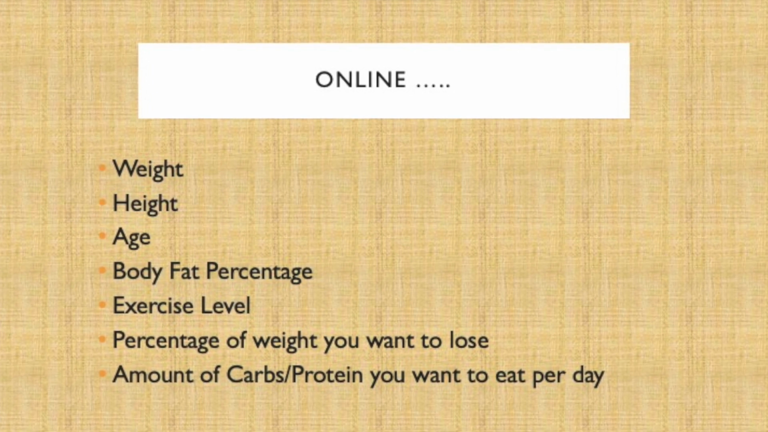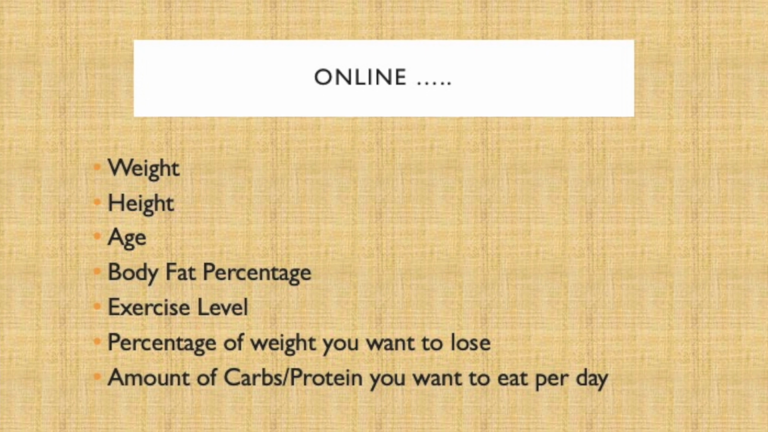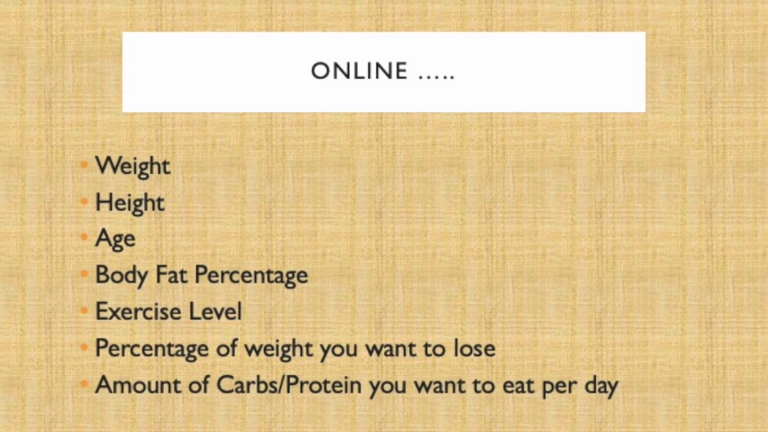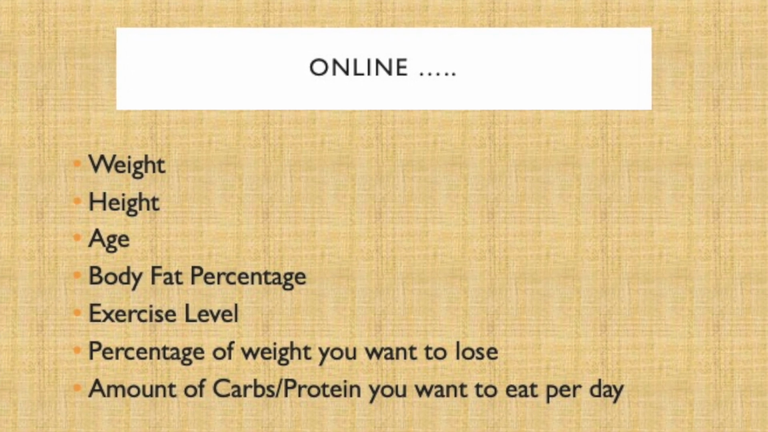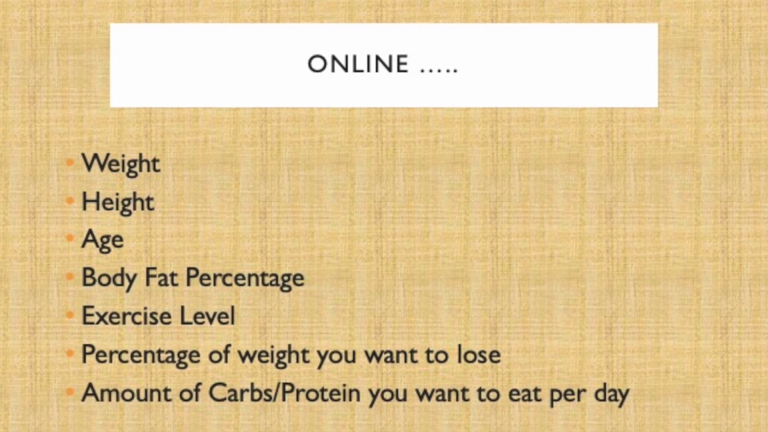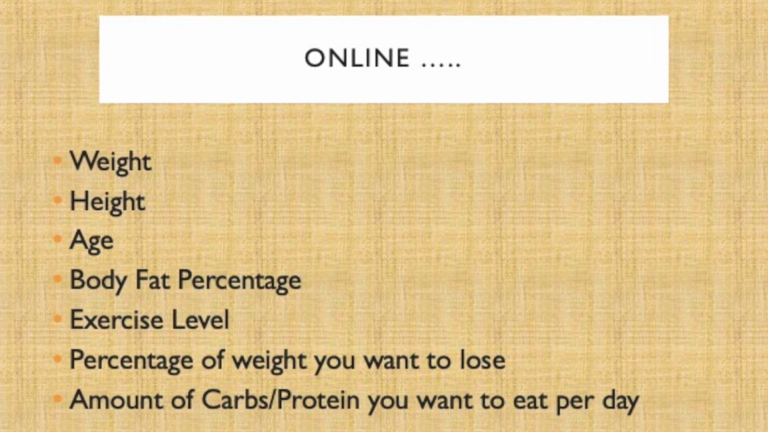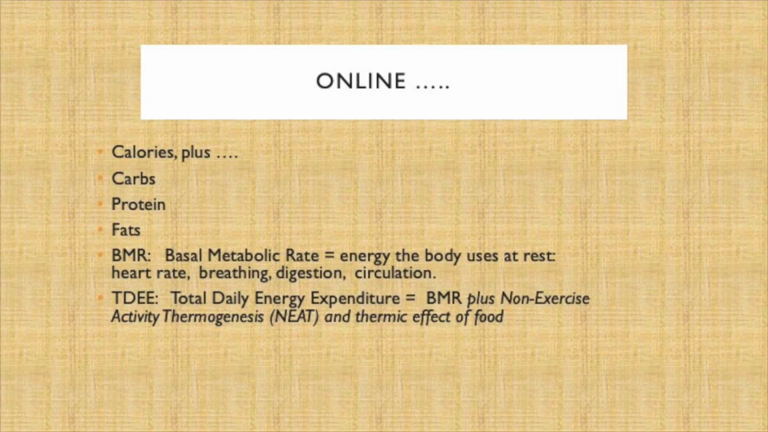So for this, you will need to know your weight, your height, body fat percentage and your exercise level, the percentage of weight you want to lose, the number of carbs you want to eat per day, and some may also ask you for the percentage of protein you want to eat per day. At the end of inputting all of this information, you will be given the number of calories to eat, plus the number of carbs, proteins and fats. You will also be given your BMR or your basal metabolic rate and your TDEE or your total daily energy expenditure.